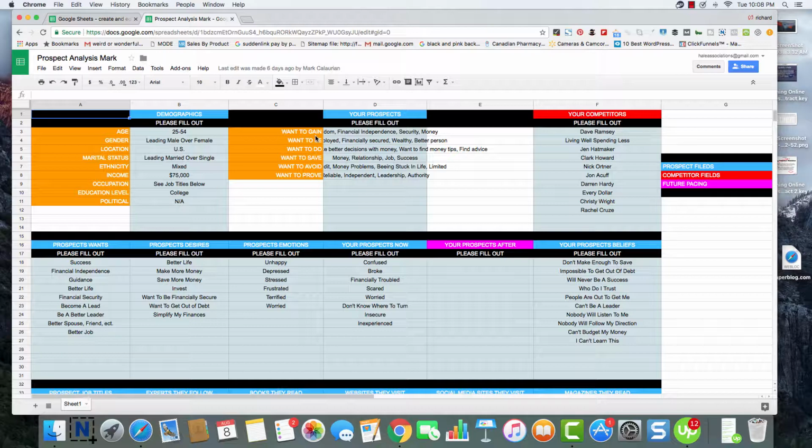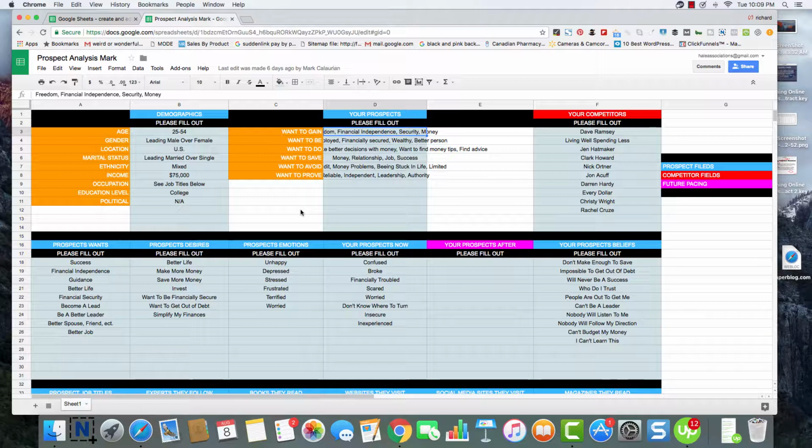So they're focusing on financials and they're focusing on money. So that's the example we can use when we thought about what do they want to gain. They want to gain freedom. They want to gain financial independence. They want to gain security. They want to gain money, because you have to remember, in this niche, there's a lot of people going through a lot of different things.